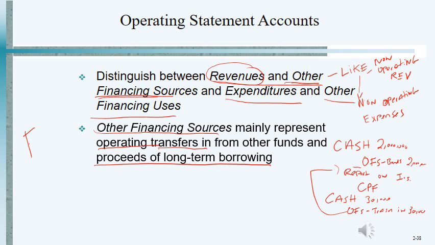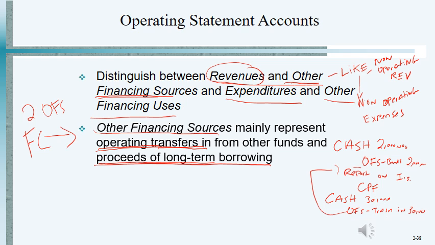I think that's a pretty good flashcard for you: what are the two other financing sources? It's the proceeds from long-term borrowing and what? And operating transfers in, when that money comes in.